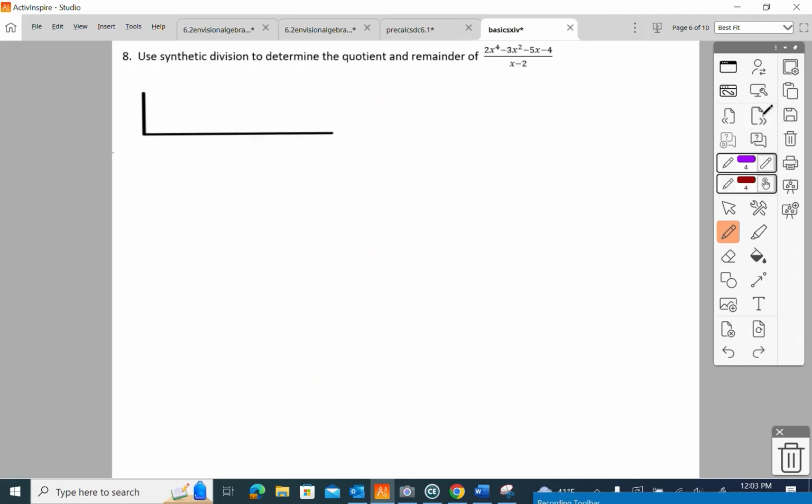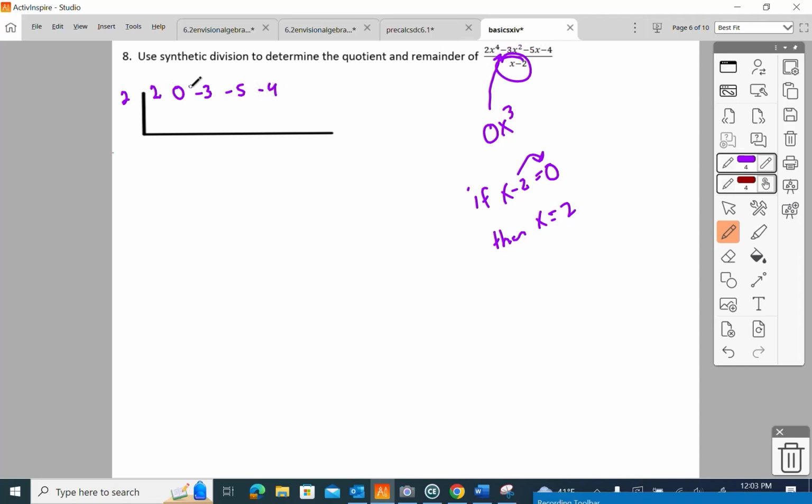Using synthetic division. A couple little things I noticed on what I've graded from the last basics quizzes is this. If x minus 2 is a factor, then x is 2, because we shift over. There's a 2 out here. A large number of kids forgot placeholders. There's a gap between x to the 4th and x squared, so better put a 0 there. We have a 2, we have a 0, we have a -3, we have a -5, and we have a -4. So we keep only these coefficients, including that 0.